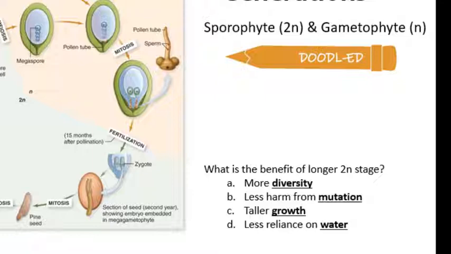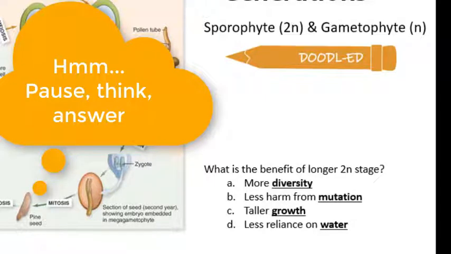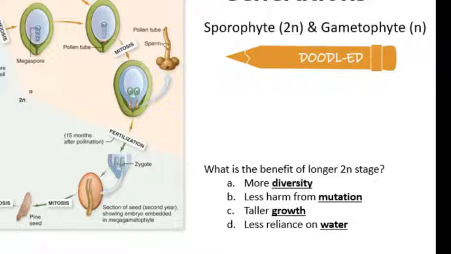What is the benefit of a longer sporophyte stage? If you have 2 copies of each chromosome, of each gene, then if there's a mutation that occurs in one, you have a spare. Up on land, there's more exposure to oxygen and UVB radiation, both DNA mutagens.